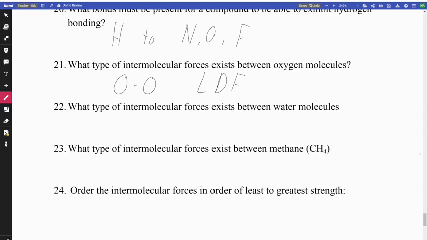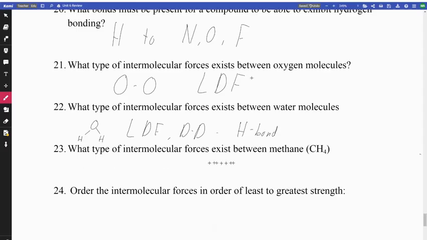What type of intermolecular force exists between water molecules? So water molecules, as we have said earlier in this video, are polar. Since they're polar, they have London dispersion because everything does, dipole-dipole because it's polar, but also this hydrogen is bonded to this oxygen, and that is one of the options for hydrogen bonding as well. So this has London dispersion forces, dipole-dipole, and H bonding.